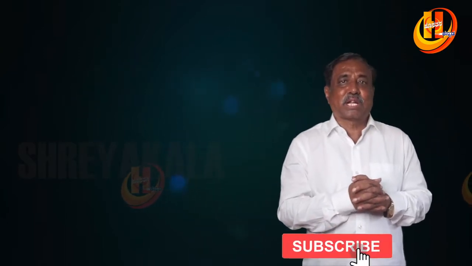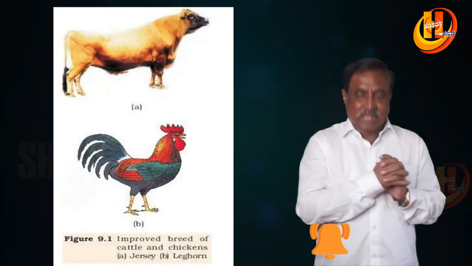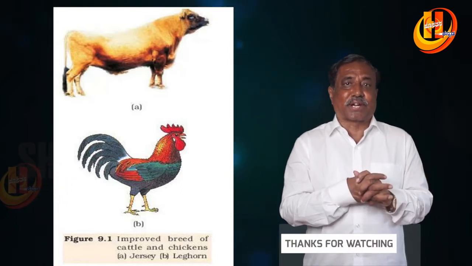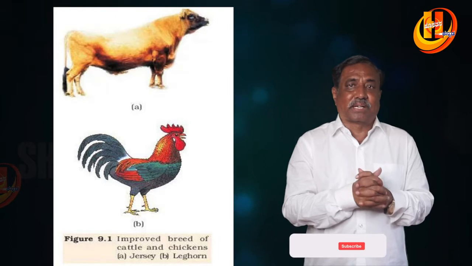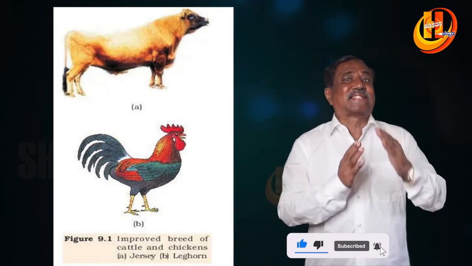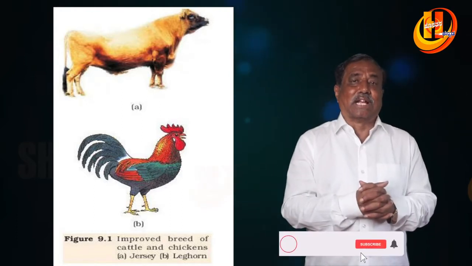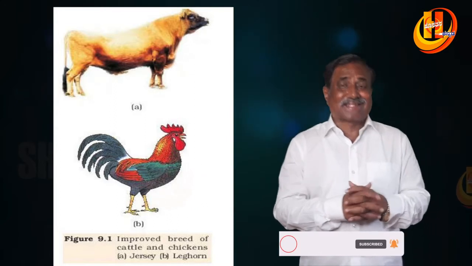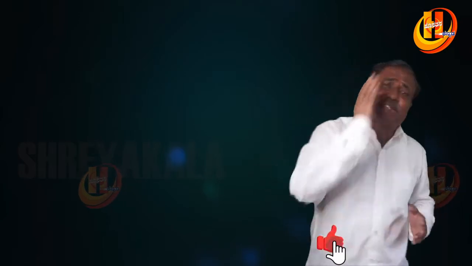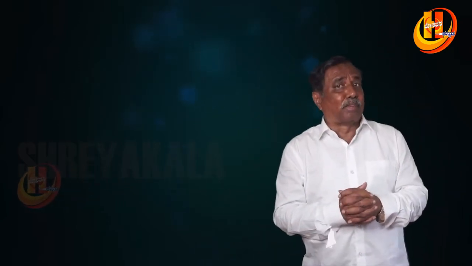So the highest milching cows are Jersey and Holstein Friesian. And similarly, the branch which deals with the study of the rearing of birds for meat and eggs is called poultry. The highest egg laying is the White Leghorn. So apart from this, there are certain techniques which enhance the food production, that is the inbreeding and outbreeding.